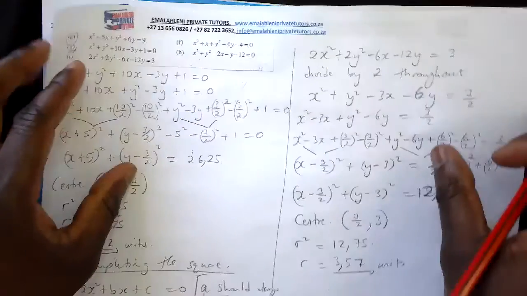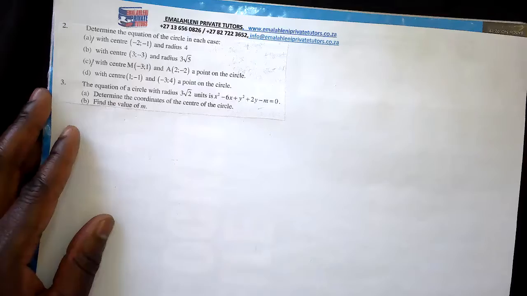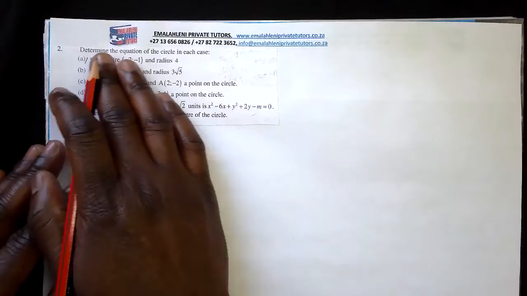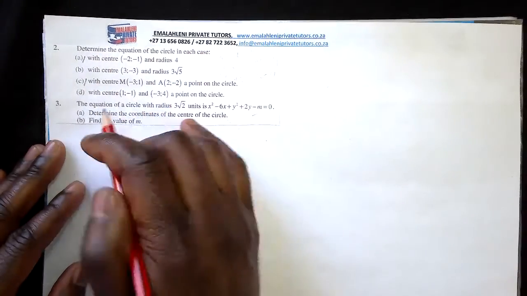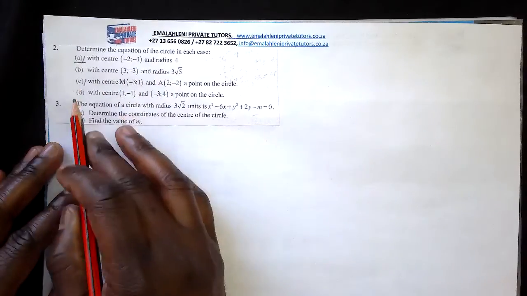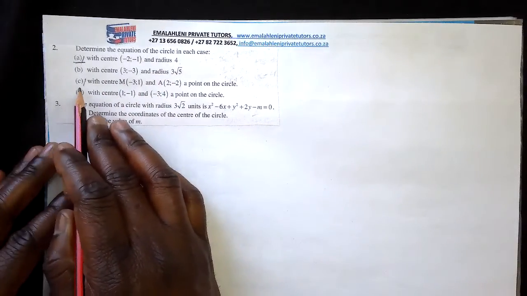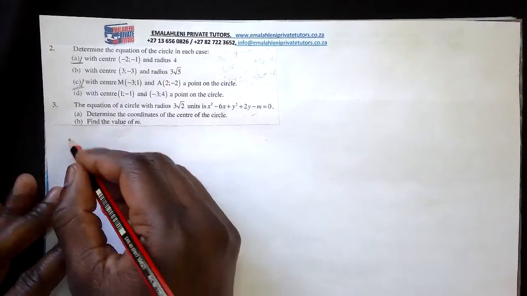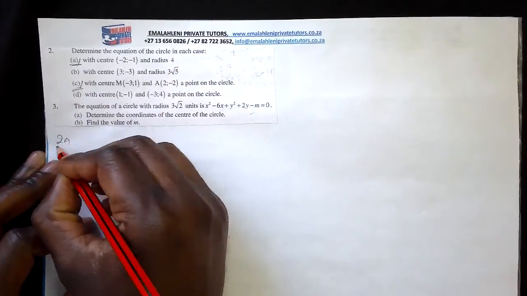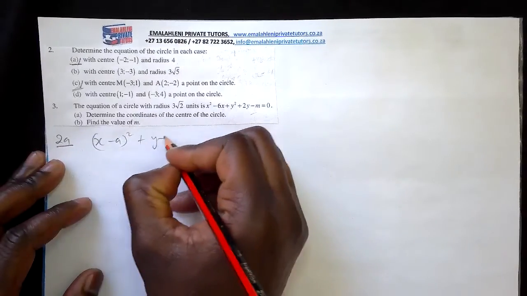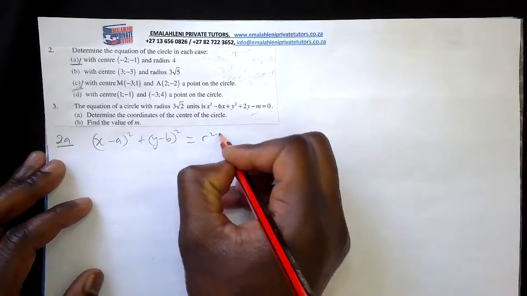Okay, now let's see if we can have another example. Let's see another scenario that we have here. We are told to determine the equation of the circle in each case with center and radius given. So I'm going to try another scenario where I'm given 2 points. We know that the equation of the circle is x minus a squared plus y minus b squared is equal to r squared.